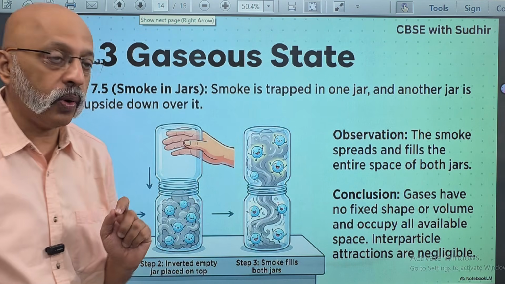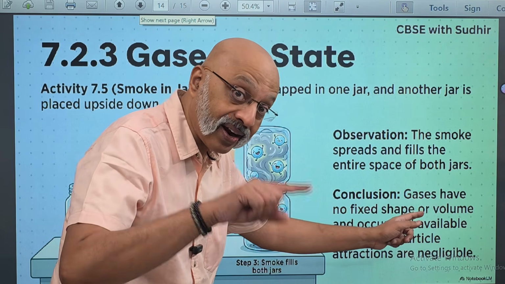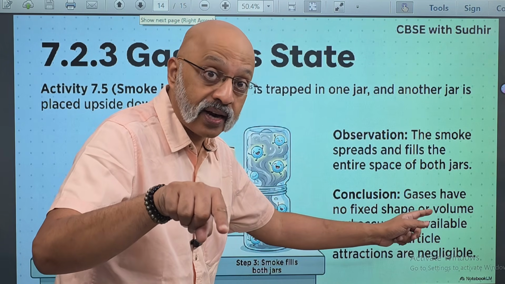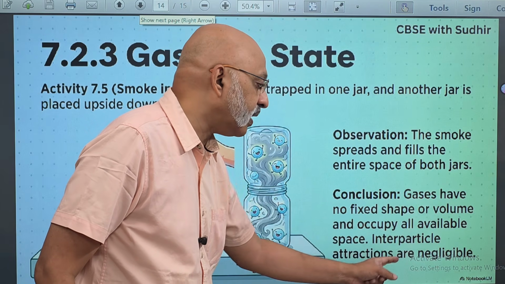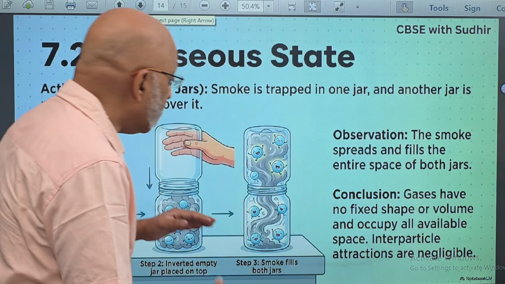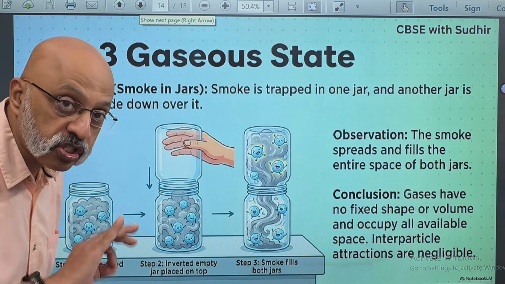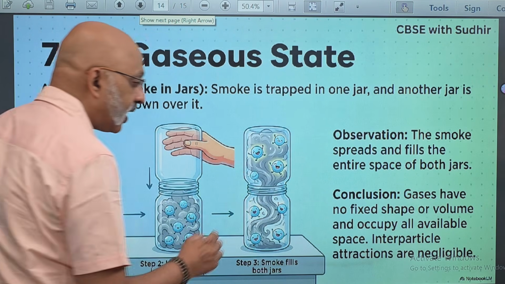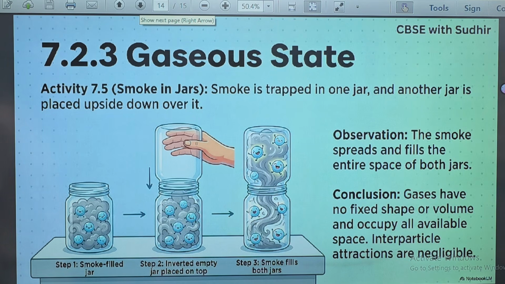The conclusion that you arrive at is that gases have no fixed shape or volume, unlike solids, and to an extent unlike liquids, and occupy all available space. Interparticle attractions are negligible. The interparticle attraction between two particles is almost zero. It does not exist, which is why it is able to move anywhere, unlike in the case of solids.